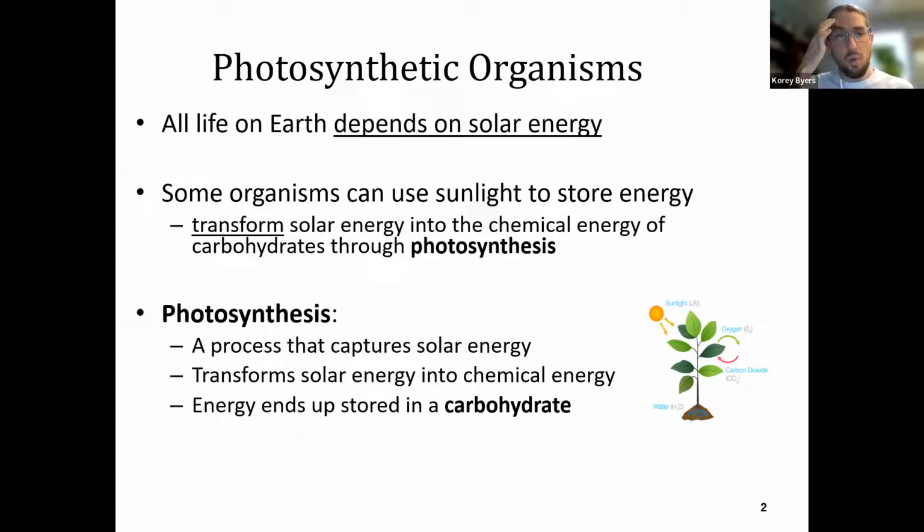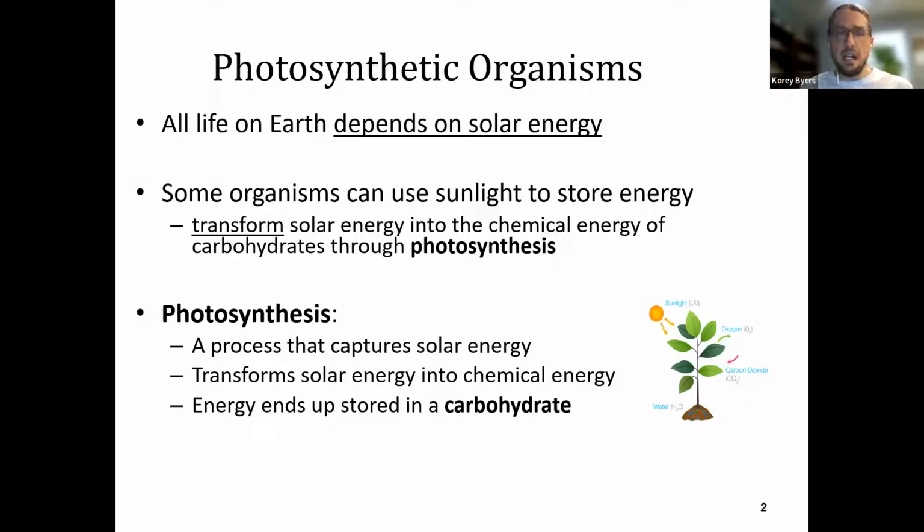So let's just start with what the basics is. What do we think photosynthesis is? Or what have we heard before? Well, in some way, there are life forms that can take solar energy and convert that into a potential energy source, into a sugar.